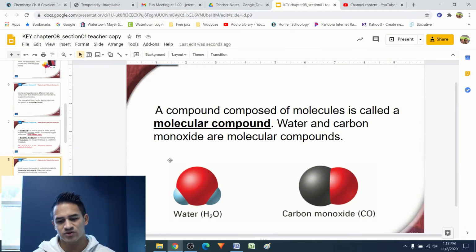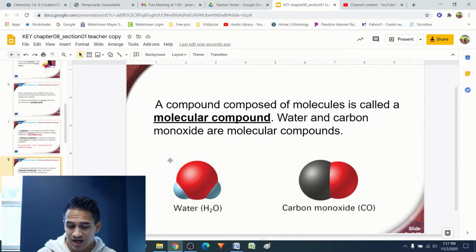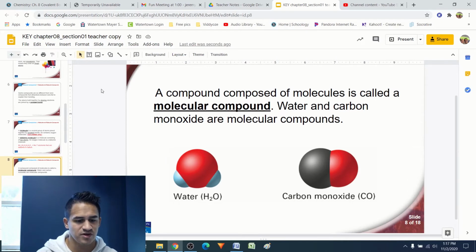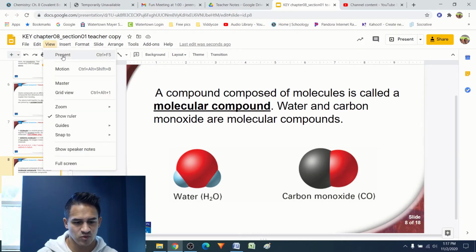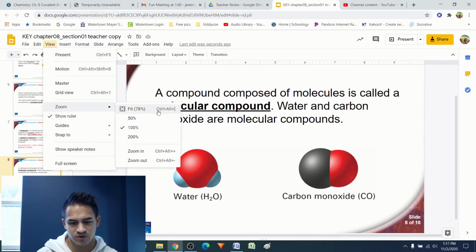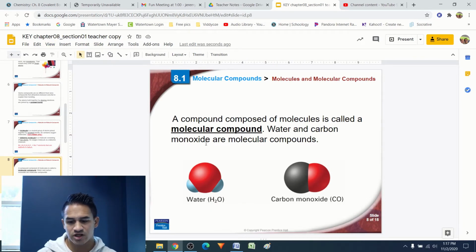So a compound composed of molecules is what we call a molecular compound, or again, a covalent compound is another way to name it. It's a different word for the same thing. Water and carbon monoxide are molecular compounds. They are made of nonmetals that are bonded together by sharing electrons.